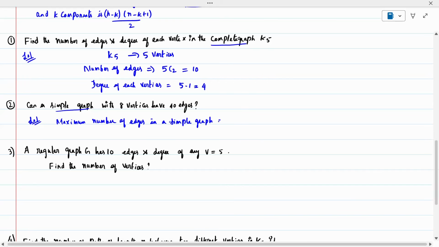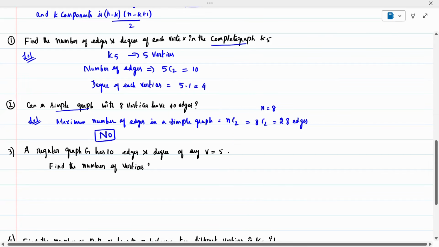The formula is nothing but NC2. Now it is given that N is 8 vertices, so 8C2. When I calculate it, I am getting only 28 edges. So what is given, 40 edges? No. The answer is no, so it cannot be 40 edges.